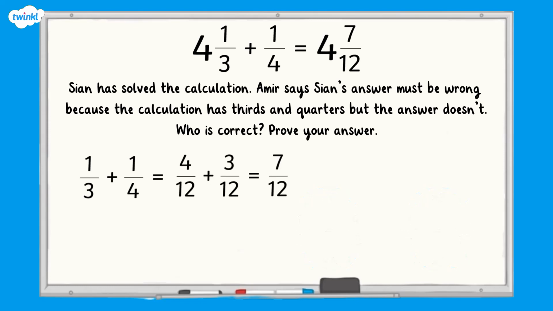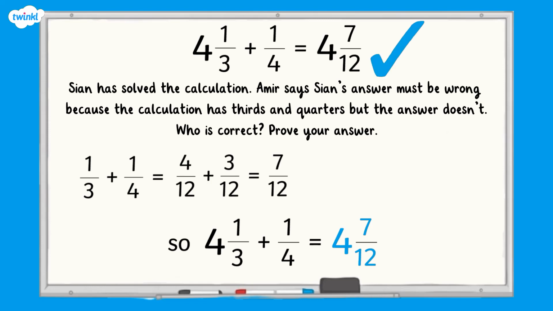We now know that 1/3 add 1/4 equals 7/12. So 4 1/3 add 1/4 equals 4 7/12. Shan was correct. She had to convert the fraction to twelfths to find a common denominator. I hope this video has helped you to understand how to add to a mixed number.